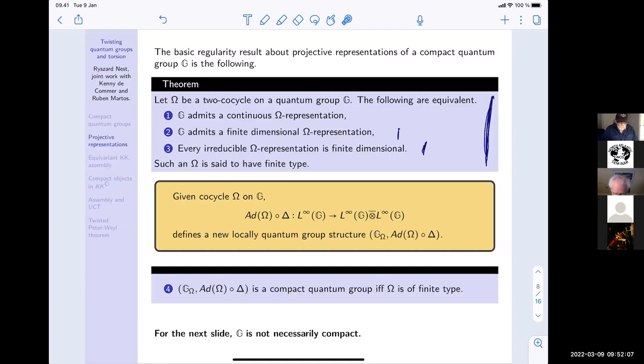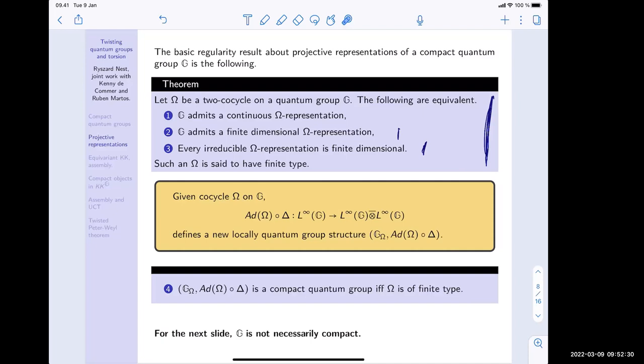And apropos, this twisted quantum group is compact if and only if omega is of finite type. And then it's automatically continuous. Then of course it's continuous, yes. That's by this result here. So that's really basic results about projective representations.